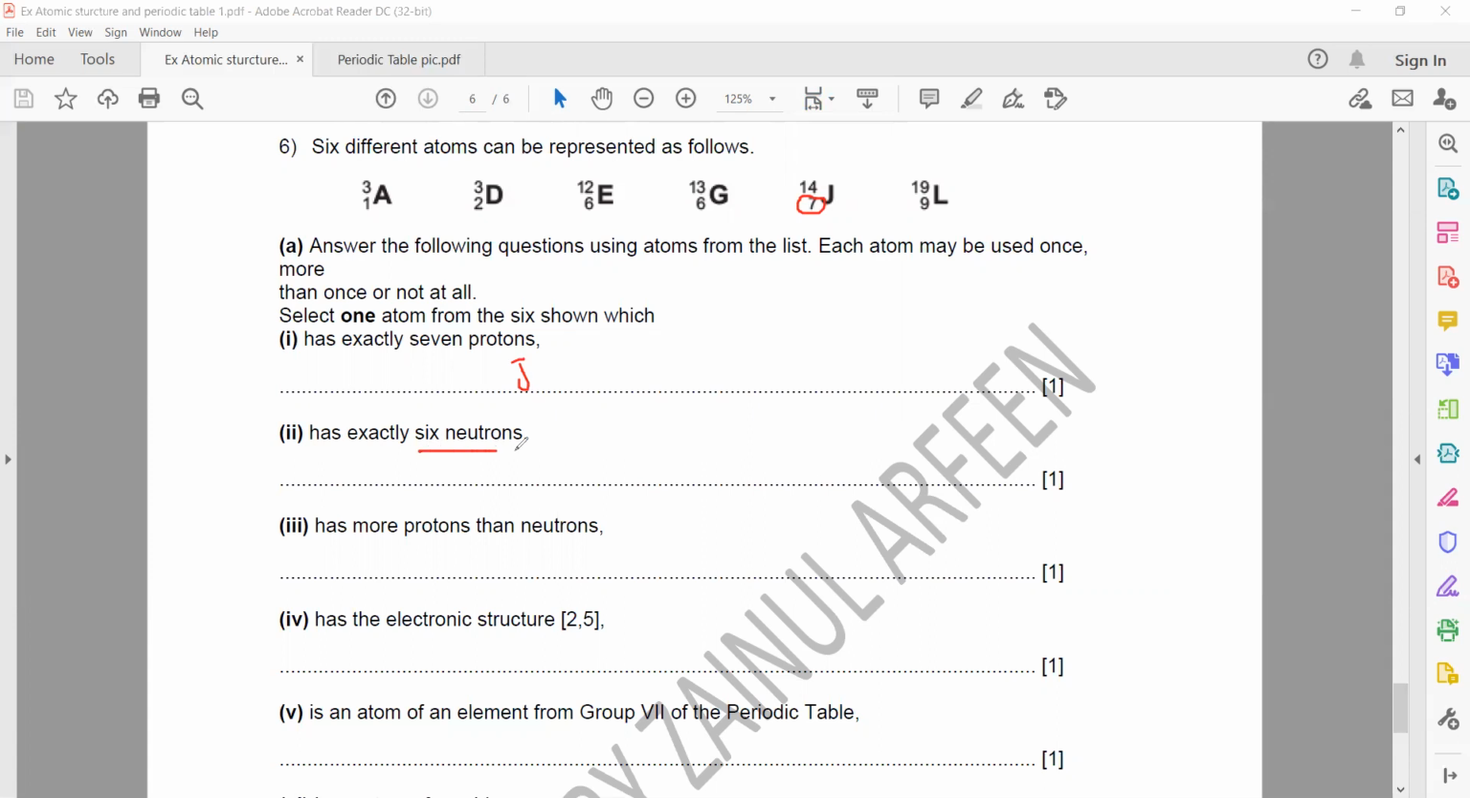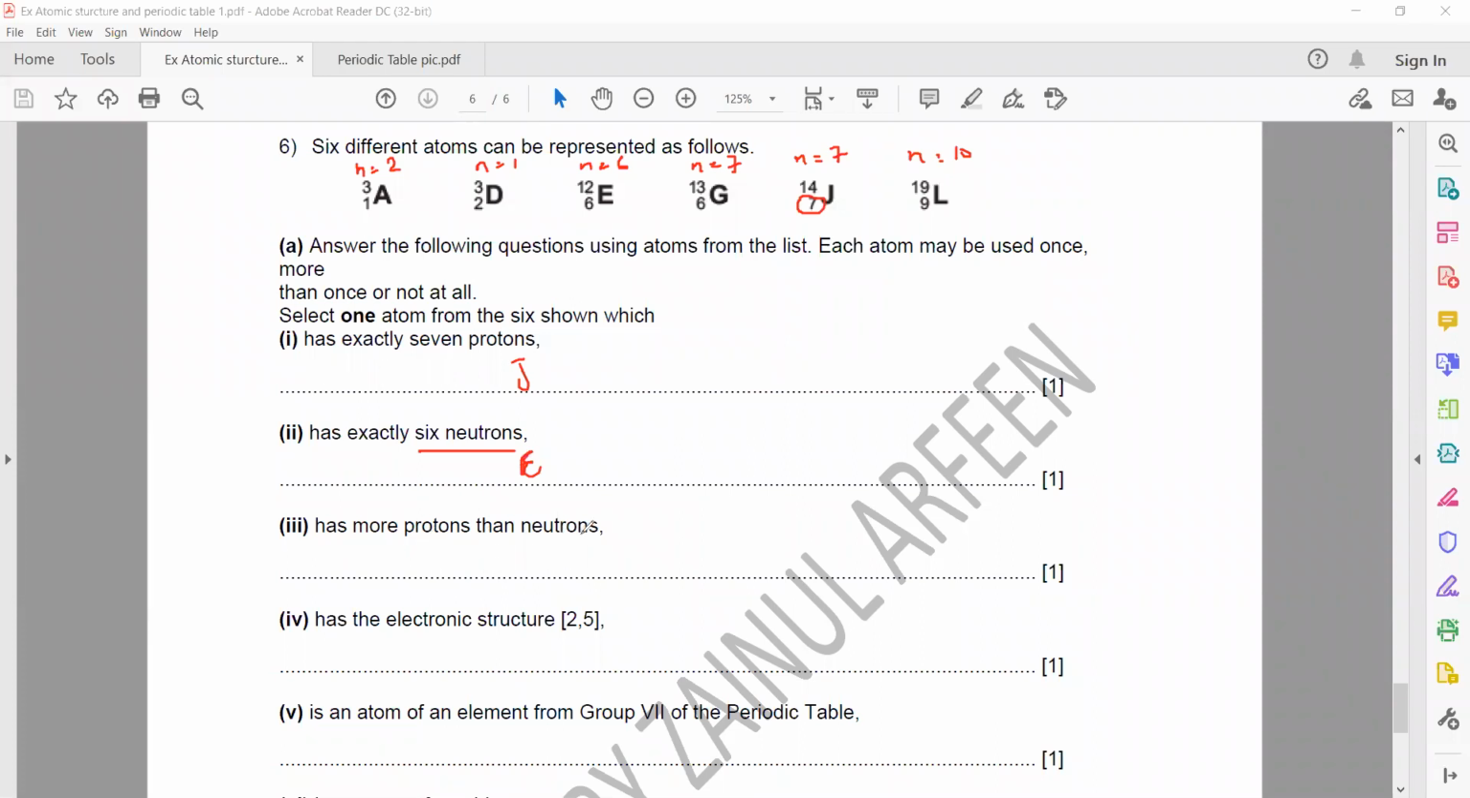Having exactly 6 neutrons. How do we get the number of neutrons? For example, for A, the number of neutrons is 3 minus 1, that is 2. For D, 3 minus 2, that's 1. For E, 12 minus 6, that's 6. For G, 13 minus 6, that's 7. For J, 14 minus 7, that's 7. And for L, 19 minus 9, that's equal to 10. So the one with exactly 6 neutrons is particle E.